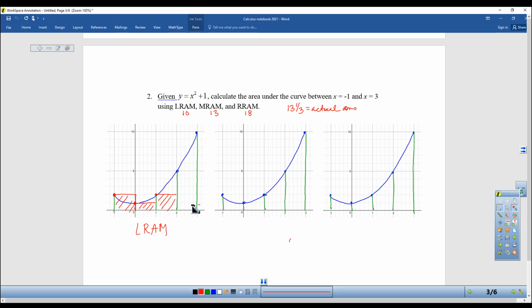In this 4th rectangle, I go to the left-hand side, I go up until I reach the curve, and that's how big I make it. Notice that it's now a mix of underestimating and overestimating. So LRAM does not always mean underestimate, just because it did on the first example. It means you touch on the left. So this is a 1 by 2. This is a 1 by 1. This is a 1 by 2. And this is a 1 by 5. That gives me an answer of 10.